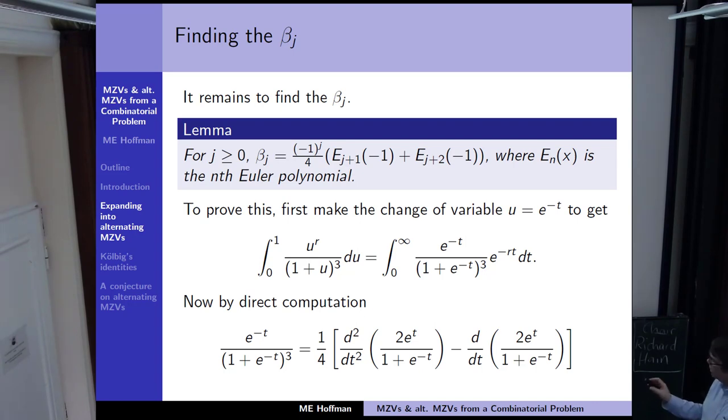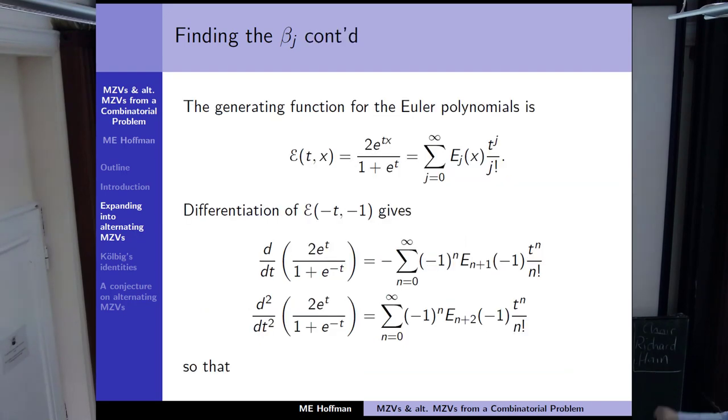What you do is first change variables. This is what you have to expand out to get the betas. Let u be e to the minus t. Okay, so you can rewrite it like that. Now the equation at the bottom of the page there is just a computation. Take the derivatives and subtract when you get that.